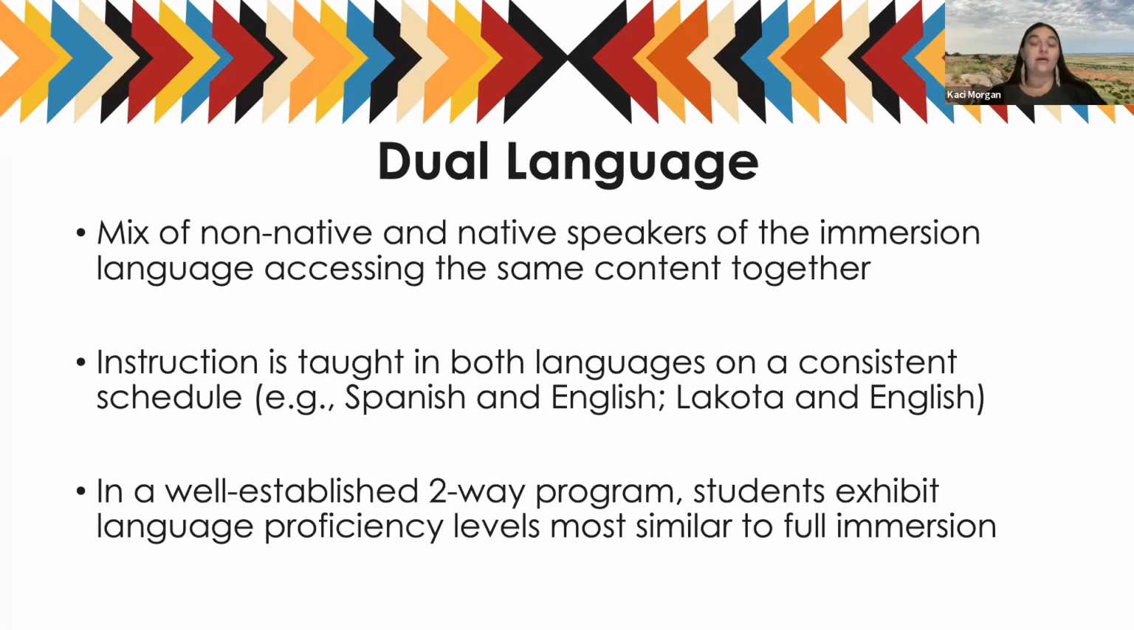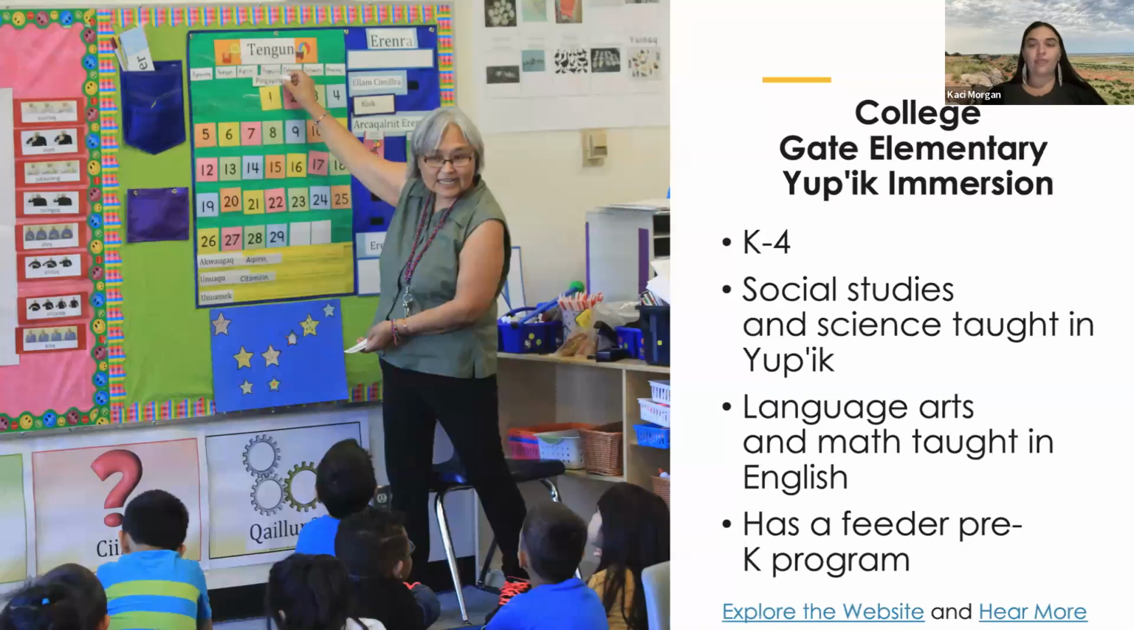And in a well-established two-way program, research shows that students exhibit language proficiency levels most similar to full immersion. And so this is an example of a dual language program. It's a UPIC immersion program. College Gate Elementary is a public school that is part of the Anchorage School District in Alaska. And the program started with a kindergarten class and then has grown a grade level each year since.